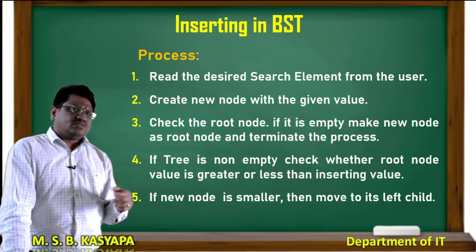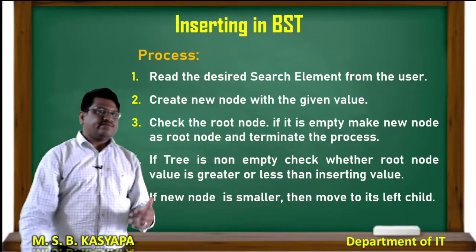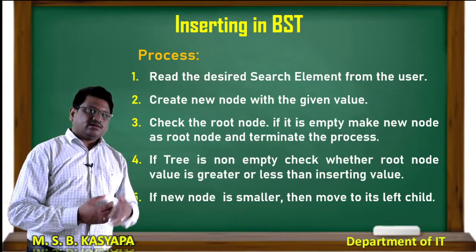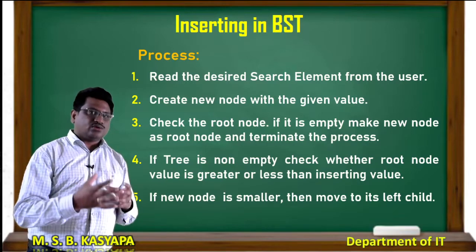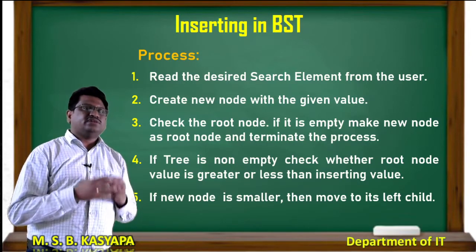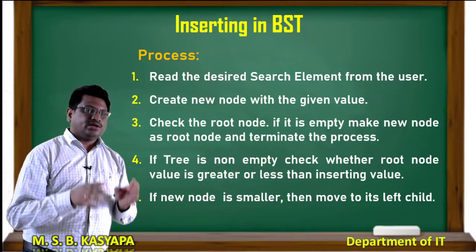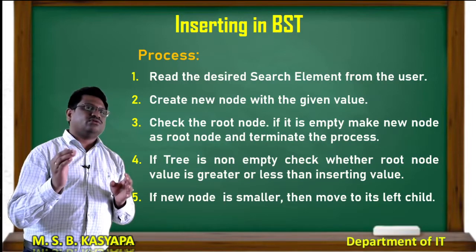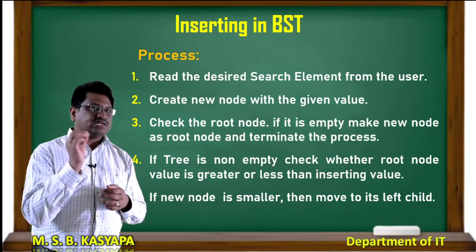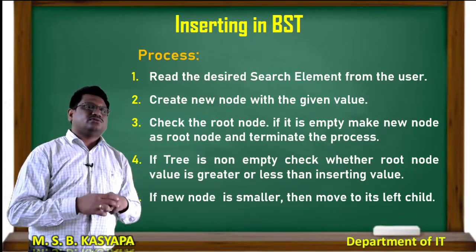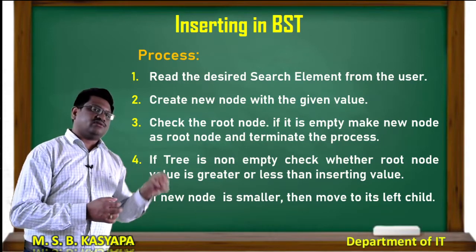Okay. Now let us review the process. First I read the value from the user, then I create a node with the given value. Then I start from the root. I check whether the inserted value is greater or lesser than the root element. If the inserted value is greater than the root element, I go to the right subtree. If it is less, I go to the left subtree.